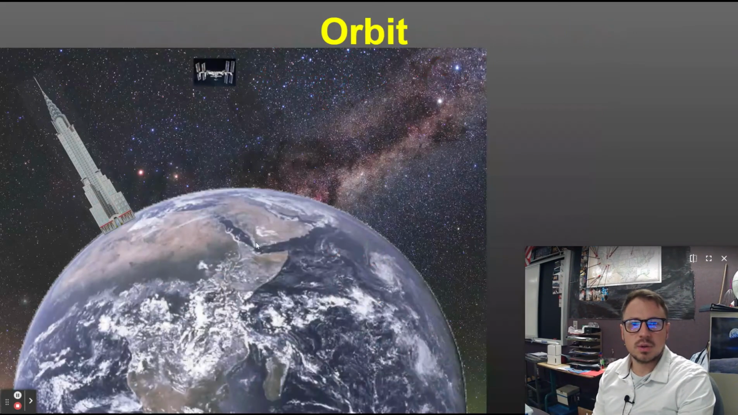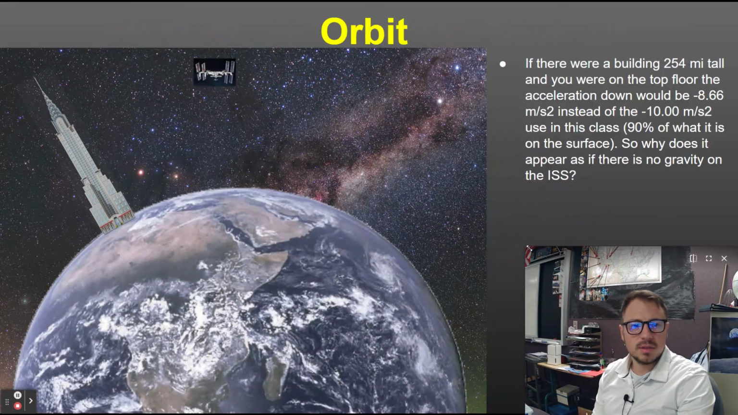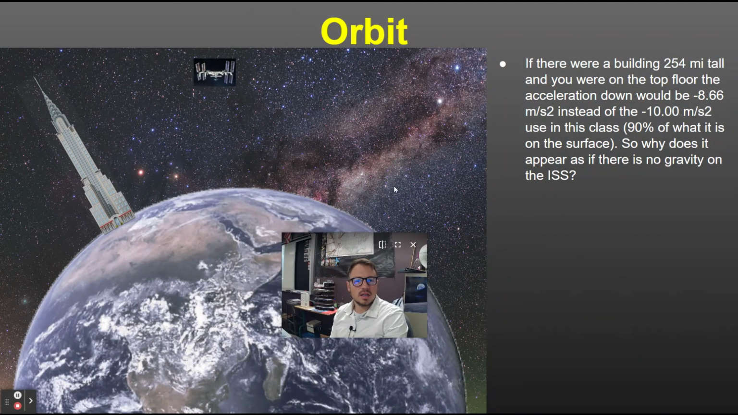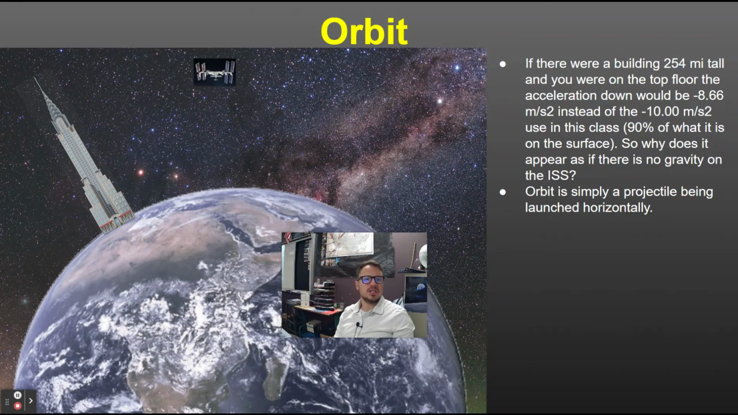The question is, what is orbit, right? So International Space Station, it's 254 miles tall. If you were on the top floor, the acceleration down would be negative 8.66 meters per second squared instead of the negative 10 or negative 9.8. It's about 90% of what it was.